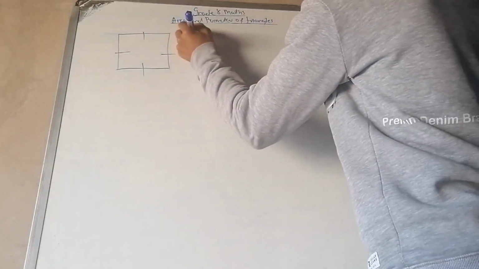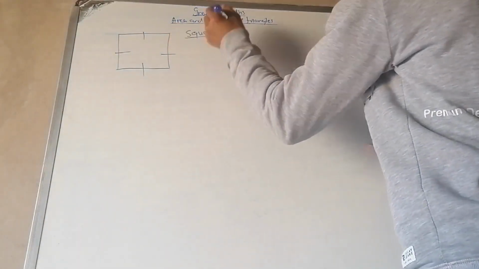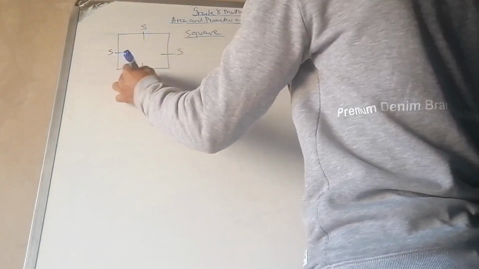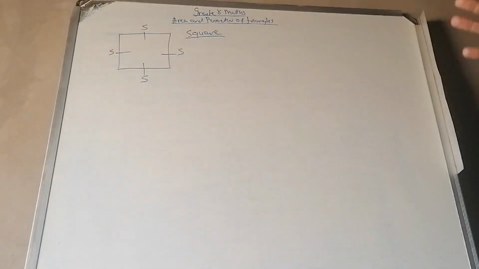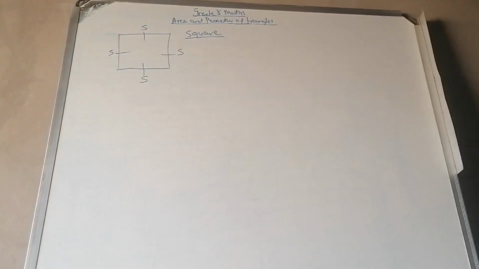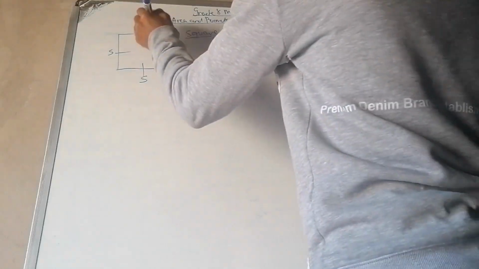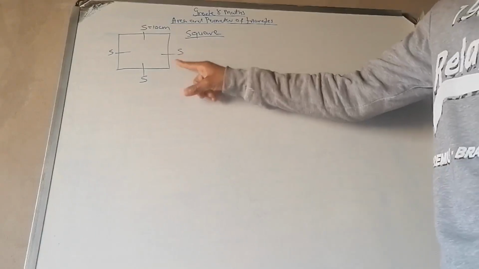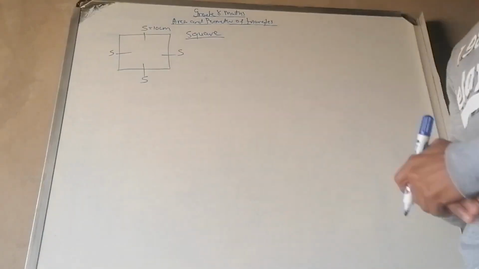And what is important about a square? You must know that a square is a four-sided figure that has all sides equal. All those sides are equal. So, meaning if one side is, let's take it, 10 centimeter, you know that this will be 10, this will be 10, and this will also be 10.